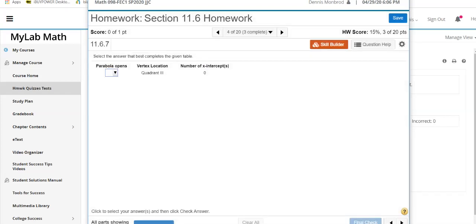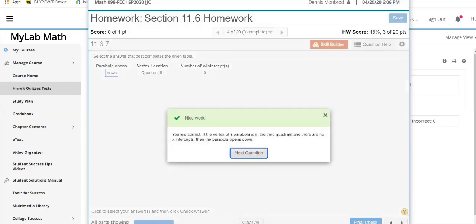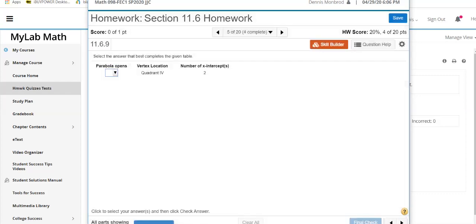Okay, opens up, quadrant 3. Oh, okay, they're giving us 0 intercepts. Okay, and it's in quadrant 3, opens up. It can't open up, it has to open down. Okay, opens up. Well, we don't know if it opens up. It's quadrant 4 and 2 of them, so it must be opening up.